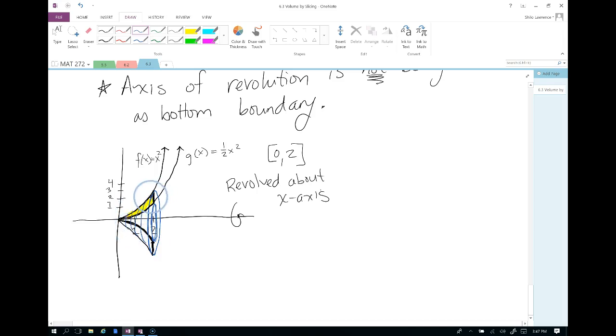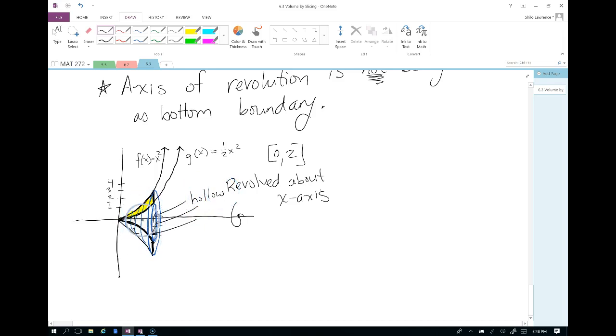So because we have an outer function and an inner function, this is not completely solid. That bottom function, g of x equals 1/2 x squared, is stopping the volume from going all the way through the center and connecting to the other side. There's actually hollowness inside of here. We could stick our finger in there, and there's air space in here.